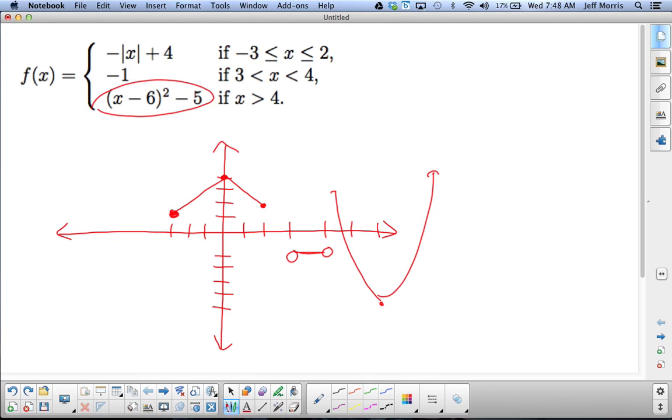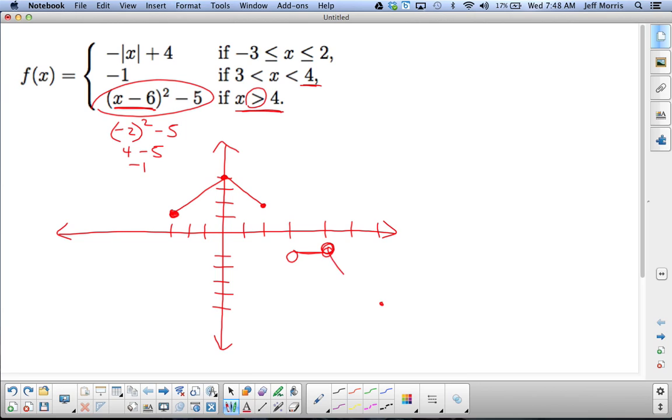But I don't want the whole thing. I just want part of it. So let me take that away. So I'm going to start it at 4, which is where I left off the last graph. So if I plug in 4 here, I'm going to get 4 minus 6, which is negative 2. So I have negative 2 squared minus 5, which would be 4 minus 5, which is going to give me negative 1. It's still an open circle, so I'm going to use this point right here where I left off.